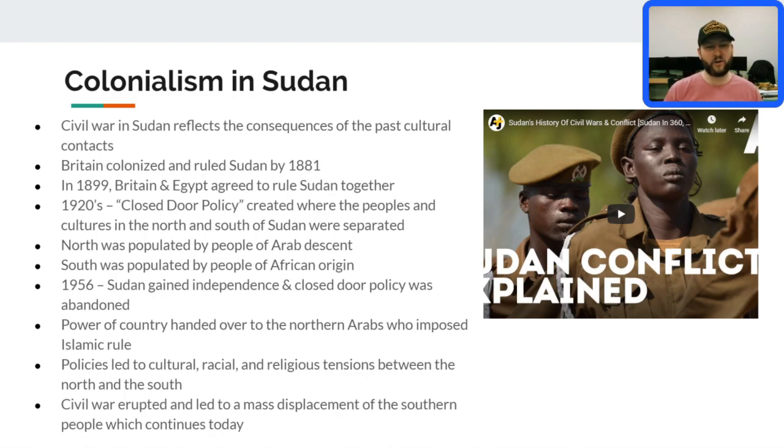Power of the country was handed over to the northern Arabs, who imposed Islamic rule. Policies led to cultural, racial, and religious tensions between the north and the south. Civil war erupted and led to a mass displacement of the southern people, which continues to today. I'm not going to spend a ton of time talking about that. Something you can take a second to Google and see what's going on, because again, it's still happening today.